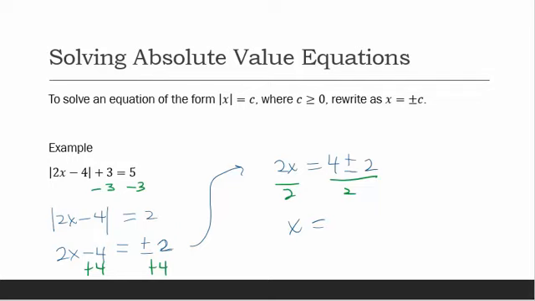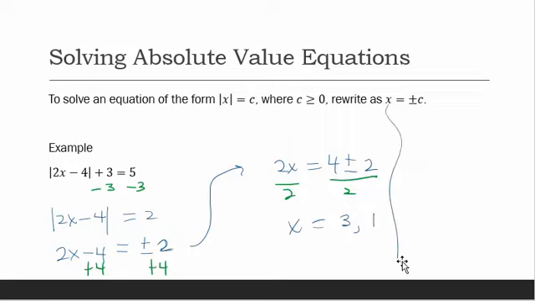So altogether, x equals 4 plus or minus 2 over 2. This produces two answers, and so first we'll take this as a plus. 4 plus 2 over 2 is 6 over 2, or 3. 4 minus 2 over 2 is 2 over 2, or 1. So x could equal 1 or 3.